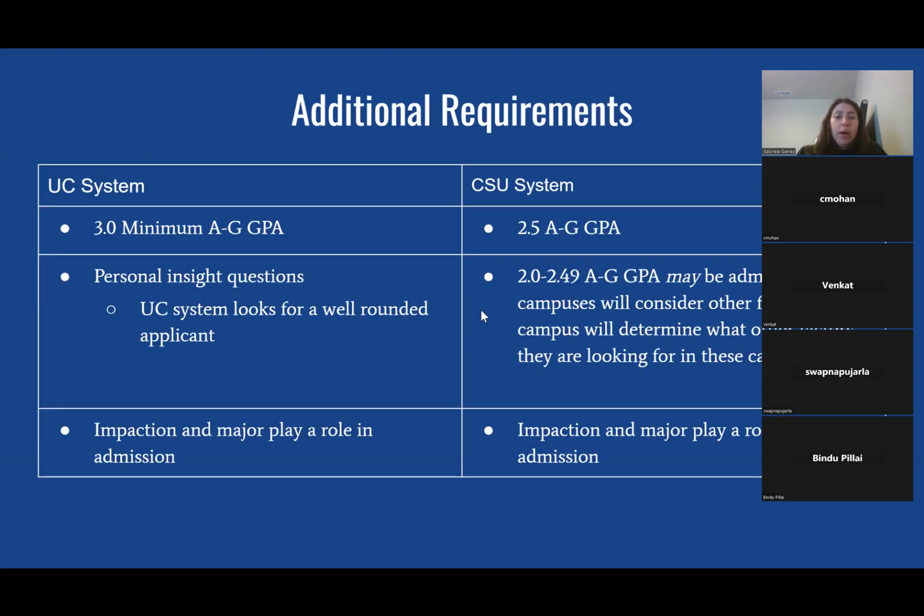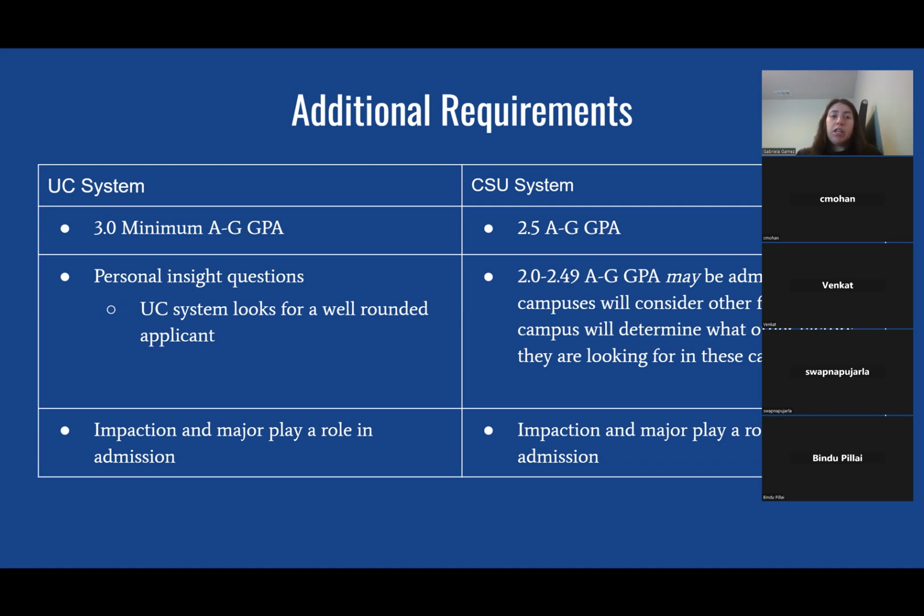Some additional requirements. The UC system wants a minimum of a 3.0 GPA, okay? Personal insight questions are another big thing for the UC system. There's going to be a presentation on that as well. But what we do have on our website is a personal insight question tip sheet. On our website, if you look at college entrance under counseling, you can see a tip sheet that we have there.